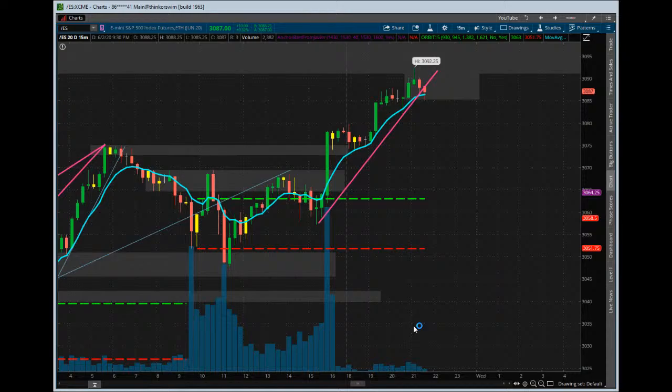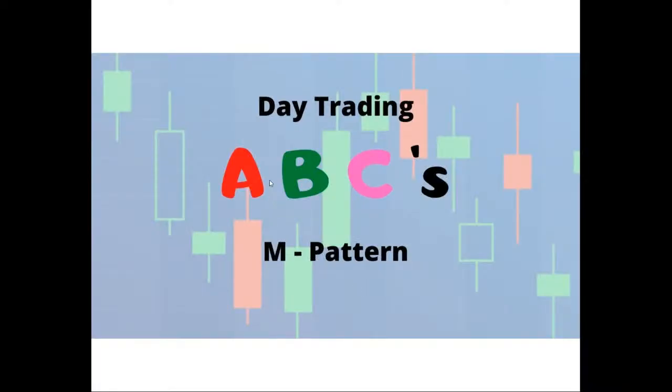Let's take a look and talk about the ABCs, brought to you by the letter M. So we're going to talk about the M pattern today. So M pattern, pretty clear stuff, right? So double top. We're just looking to talk about the setup and potential ways to trade it. So here we go. Let's take a look and see what happened here today.